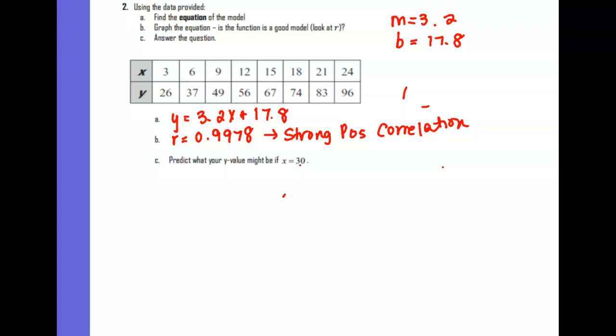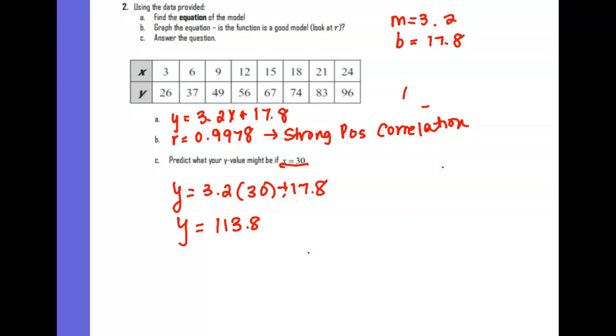All right, so let's now predict. Anytime you see predict, it's saying, let's let x be 30. So y is going to be equal to 3.2 times 30 plus 17.8. And then when we do that, we end up with y is equal to 113.8.